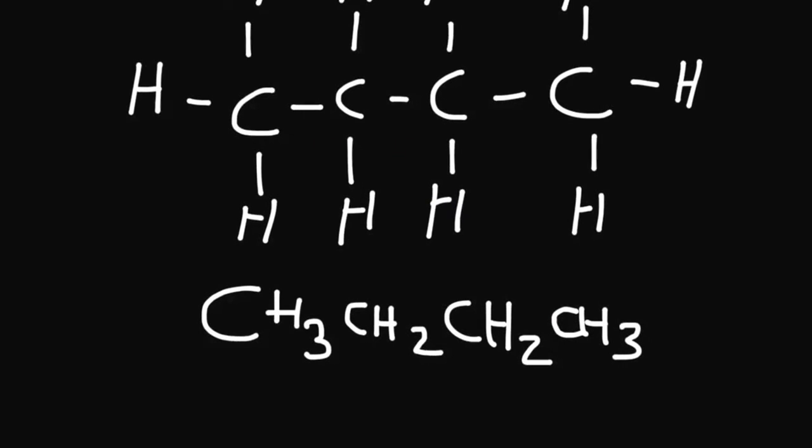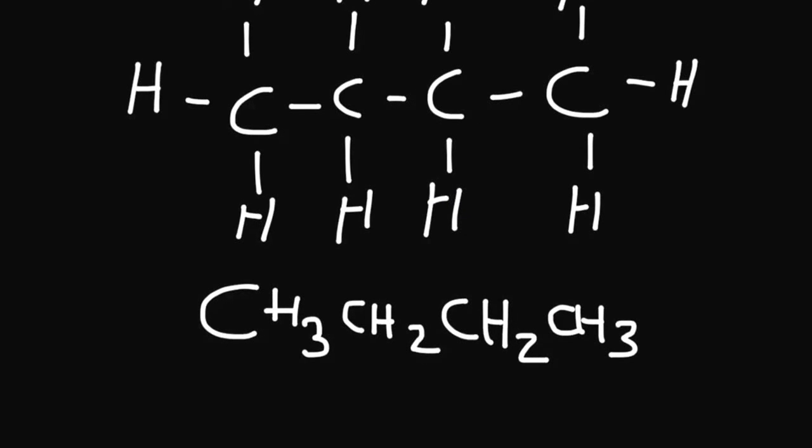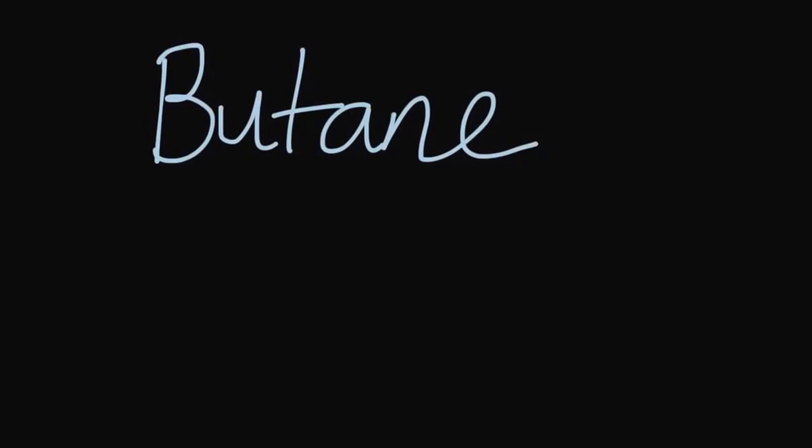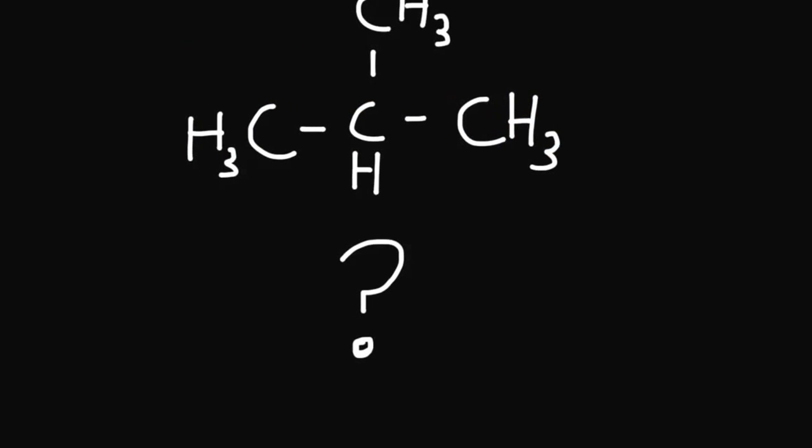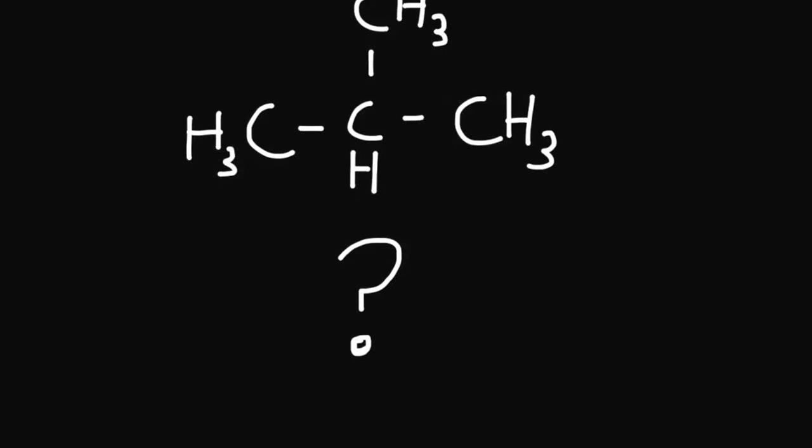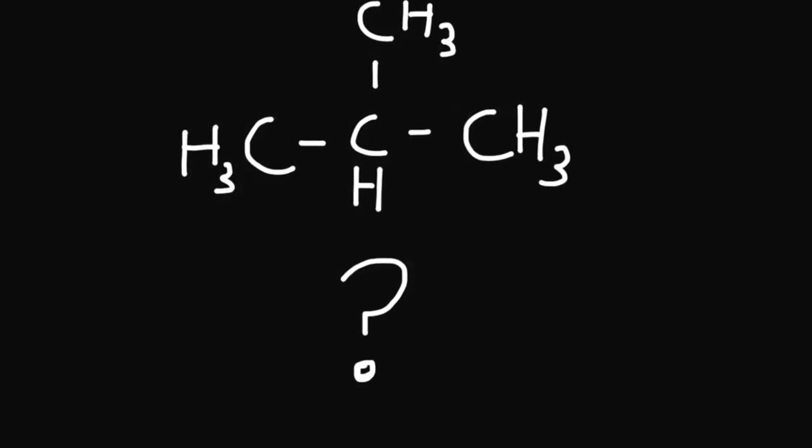So this is the straight chain alkane, 4 carbons. This would be called butane. This is the isomer. It still has the same formula, C4H10, but what is its name?